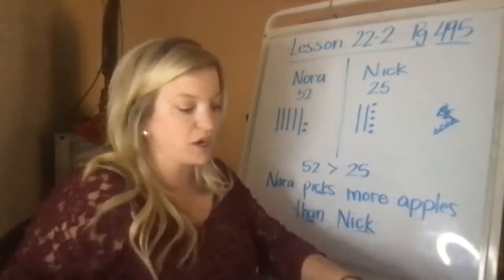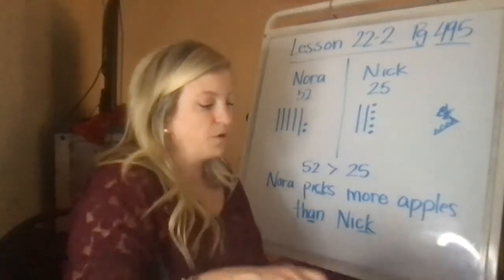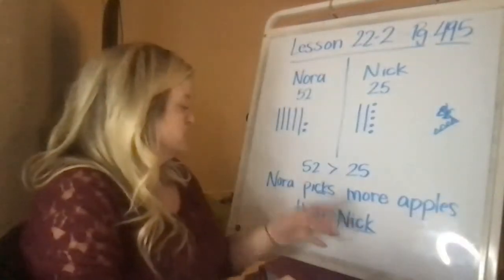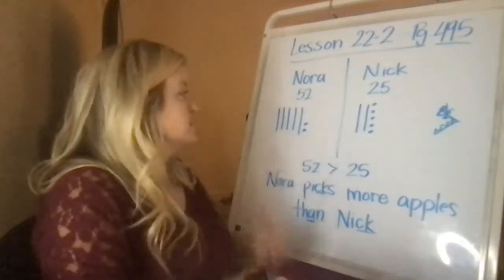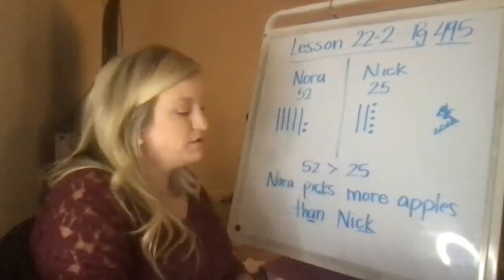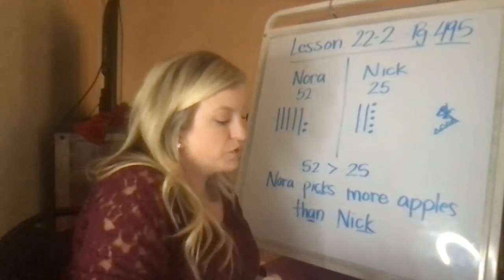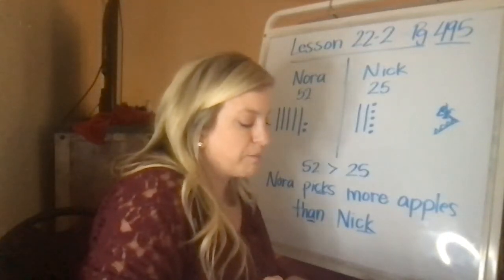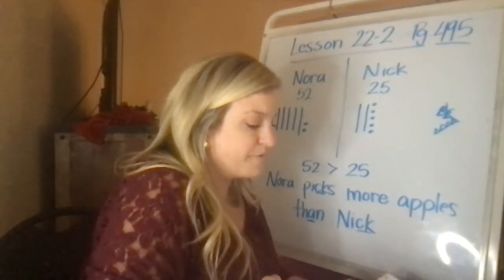We're on to page 497. So how is your way like model it? How is it different? Well, ours was pretty similar, right? We drew it in base 10. Number 2: how did using base 10 blocks help you compare 52 and 25?